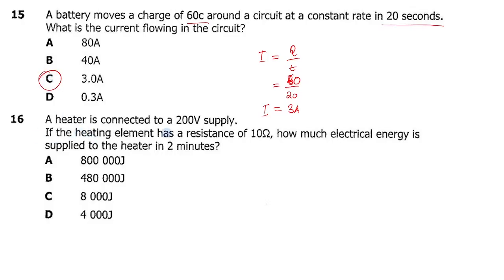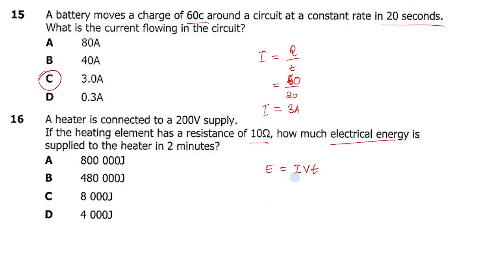Then 16: a heater is connected to a 200 volt supply. If the heating element has a resistance of 10 ohms, how much electrical energy is supplied to the heater in 2 minutes? So they're asking for electrical energy. Electrical energy is equal to current times voltage times time. But here we are provided resistance, no current. So this one will not work.